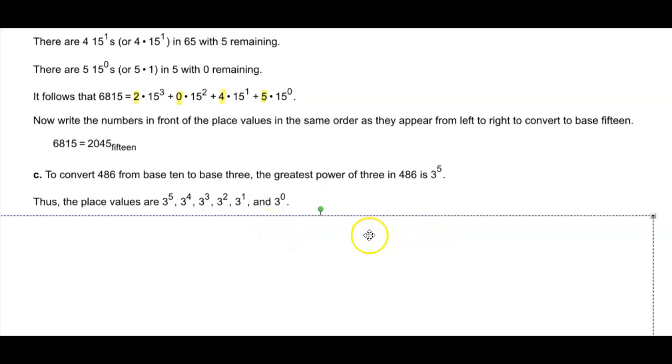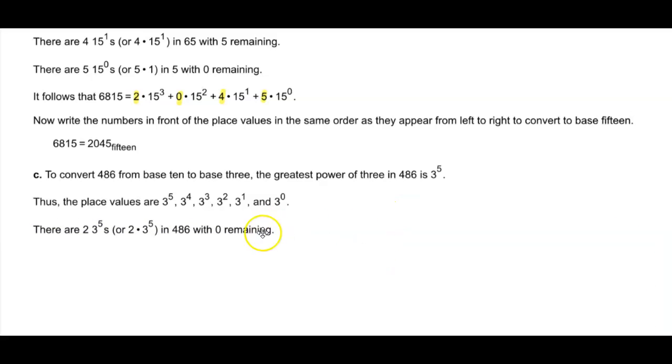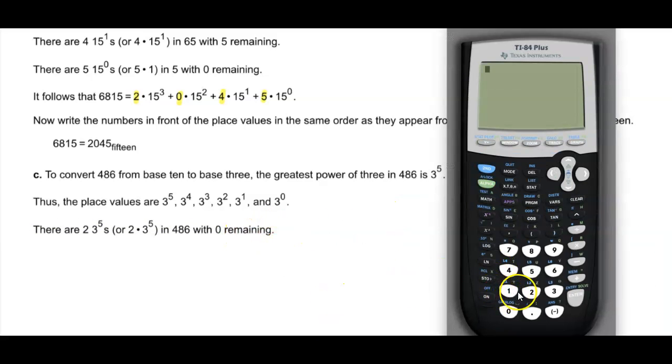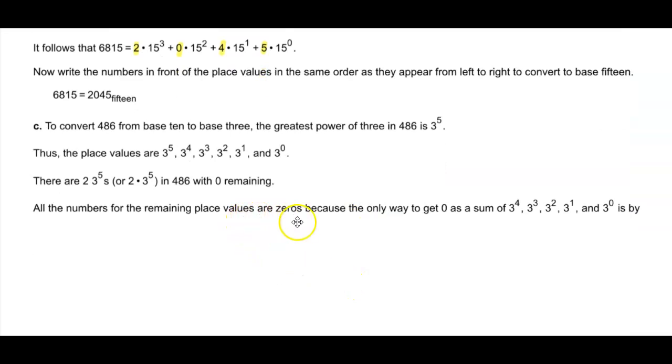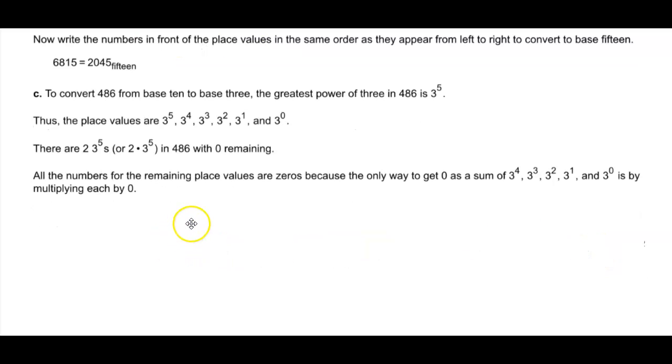So how many 3 to the 5th powers are in 486? Well, if we take 2 and multiply by 3 to the 5th power, then we get 486. 486 minus 486 leaves us with a remainder of 0. So therefore, all the numbers for the remaining place values are zeros, because the only way to get 0 as a sum of 3 to the 4th power, 3 to the 3rd power, 3 to the 2nd power, 3 to the 1st power, and 3 to the 0 power is by multiplying each by 0.